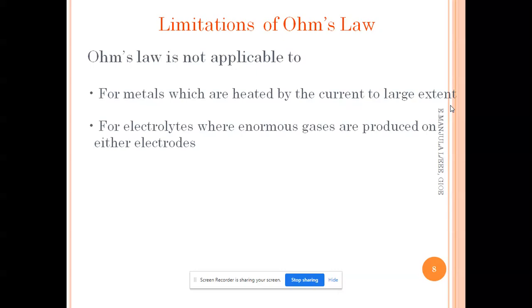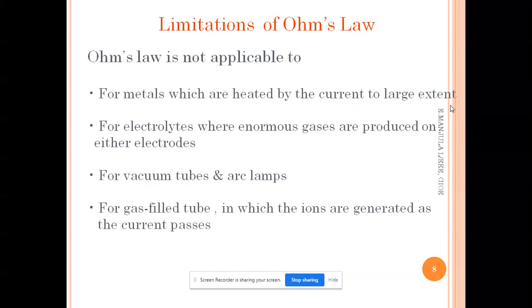Second, for electrolytes where enormous gases are produced at either electrode, it is also not applicable. And for vacuum tubes, arc lamps, and gas filled tubes in which ions are generated as the current passes. So these are some of the limitations where Ohm's law is not applicable. I can say that Ohm's law is also not applicable for semiconducting devices and any metal which is affected by temperature. Where there is a change in temperature, Ohm's law is not applicable.